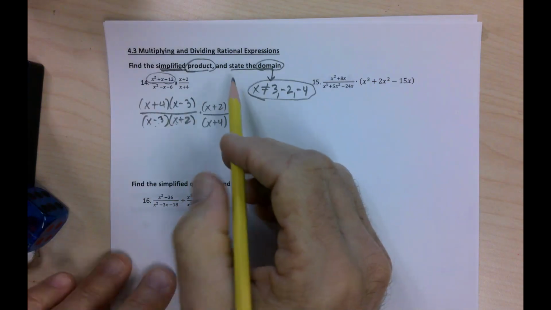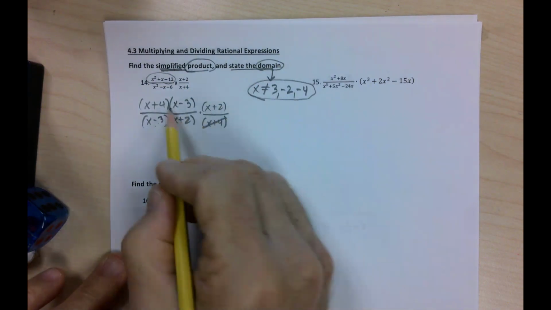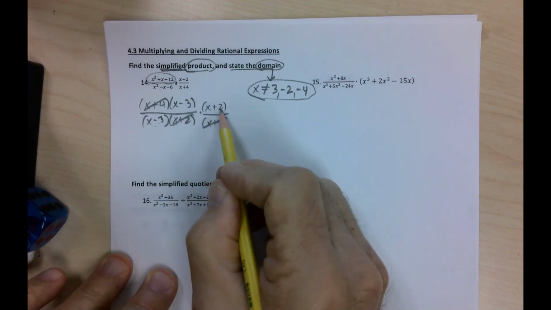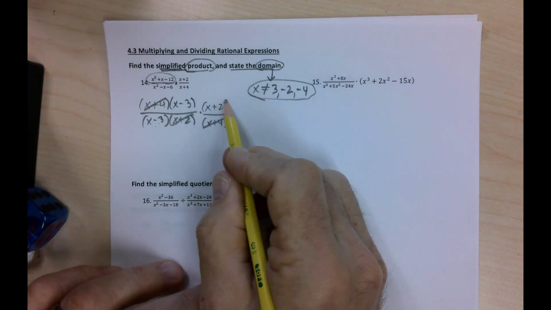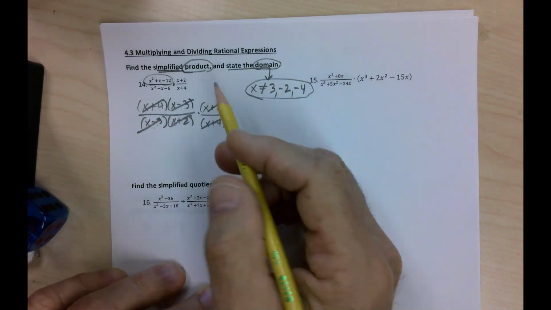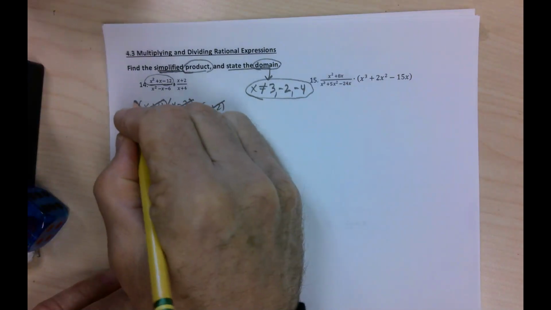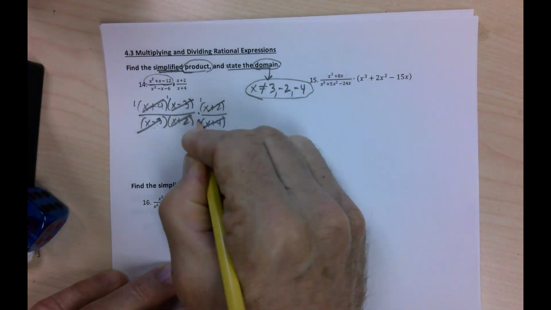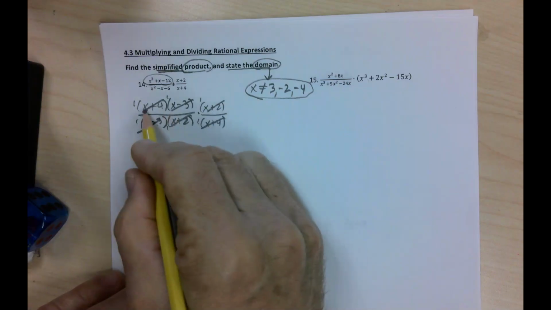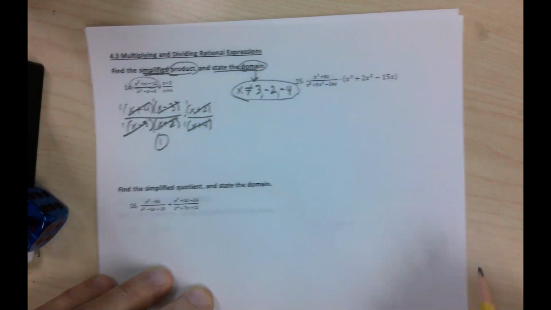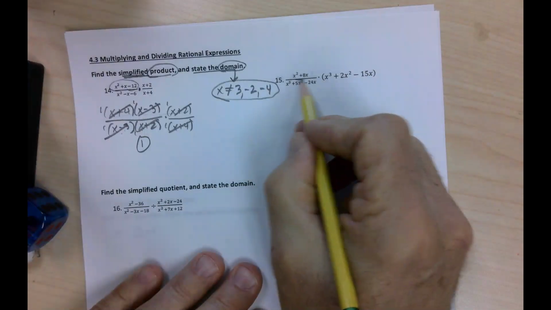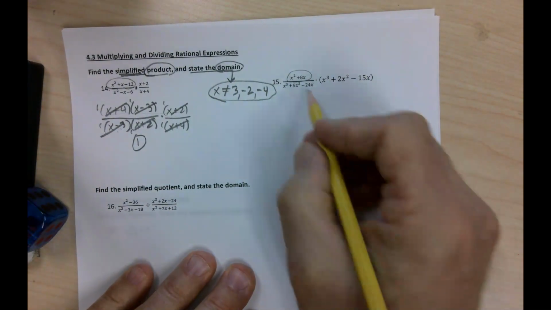Now we're going to simplify. X plus 4's go away. X plus 2's go away. And these go away. What am I left with? Nothing? No, these all reduce to 1. So it's like a 1 and a 1 and a 1 and a 1 and a 1 and a 1. So when we multiply it, we just get 1. Let's go on to this guy. Last problem for this video.